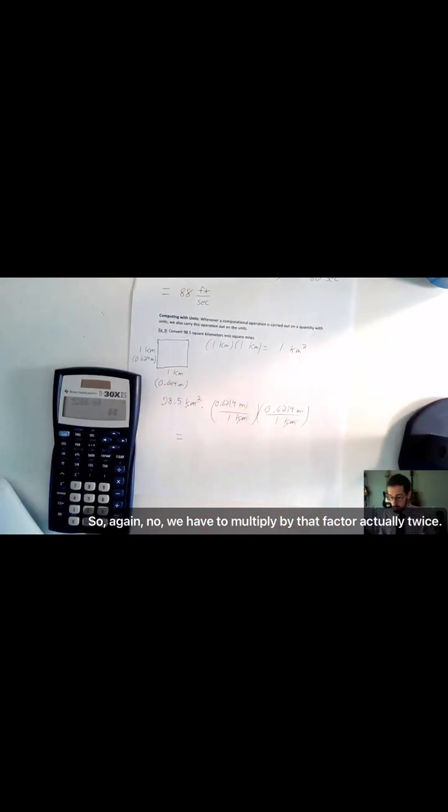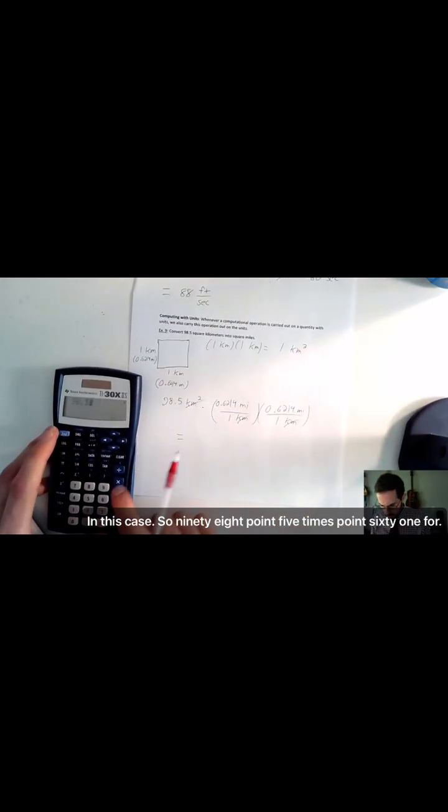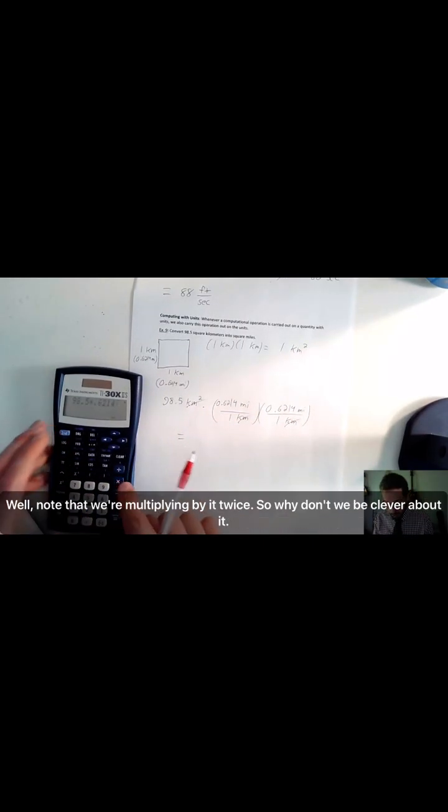Again, note we have to multiply by that factor twice in this case. So 98.5 times 0.6214. Since we're multiplying by it twice, why don't we be clever about it? Multiply by that thing squared, save ourselves a little bit of time. And what will we get? We will get 38.0. The last thing is we need to report this result with the appropriate number of significant figures, or significant digits.